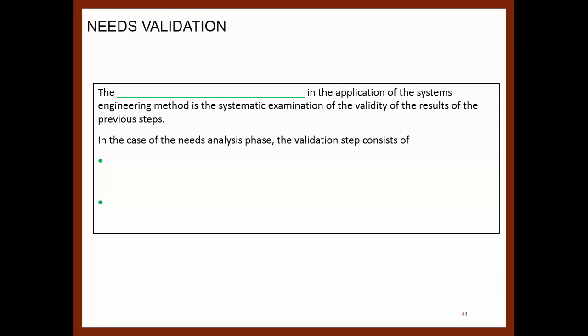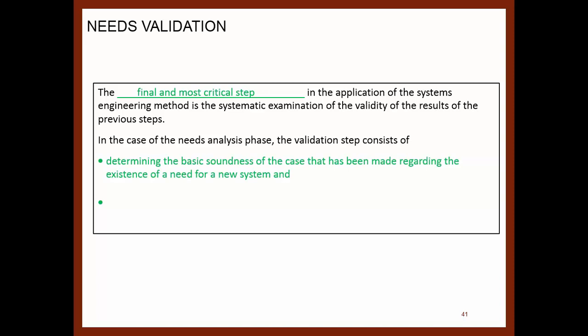Needs validation. The final and most critical step in the application of the systems engineering method is the systematic examination of the validity of the results of the previous steps. In the case of the needs analysis phase, the validation steps consist of determining the basic soundness of the case that has been made regarding the existence of a need for a new system, and the feasibility of meeting this need at an affordable cost and at an acceptable risk.